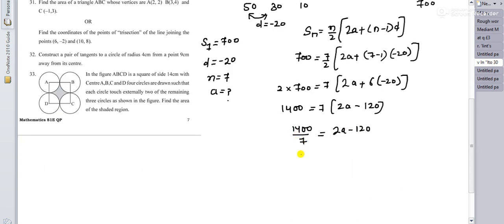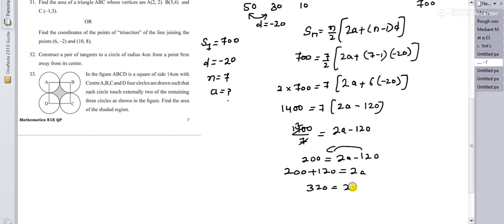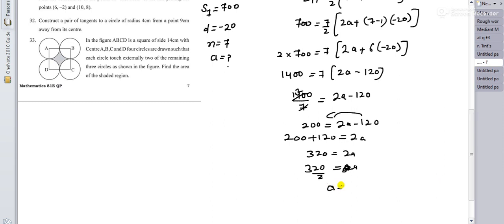On solving this, you will get 7 2s, correct? So this becomes 200 equal to 2a minus 120. Therefore, if you transfer this to this side, this becomes 200 plus 120, which is equal to 2a. So this is 320 equal to 2a. Therefore, a is equal to 320 by 2, and that will give you a is equal to 160.